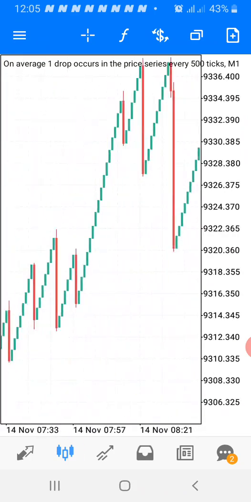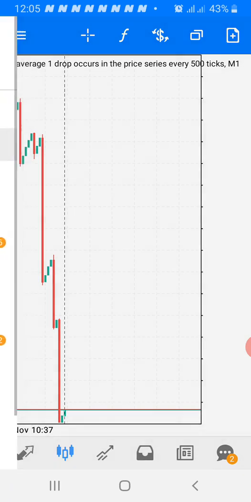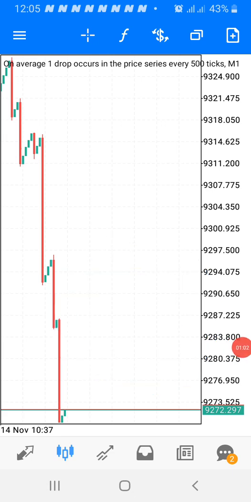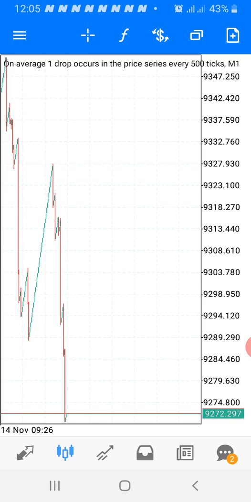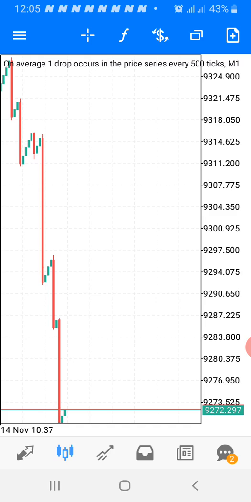You open your MT5 and this is crash and boom. This is my 1 minute time frame, as you can see. And this is the 3 level zoom. This is the first level zoom, second level, and the third level zoom. So we are using the third level zoom.